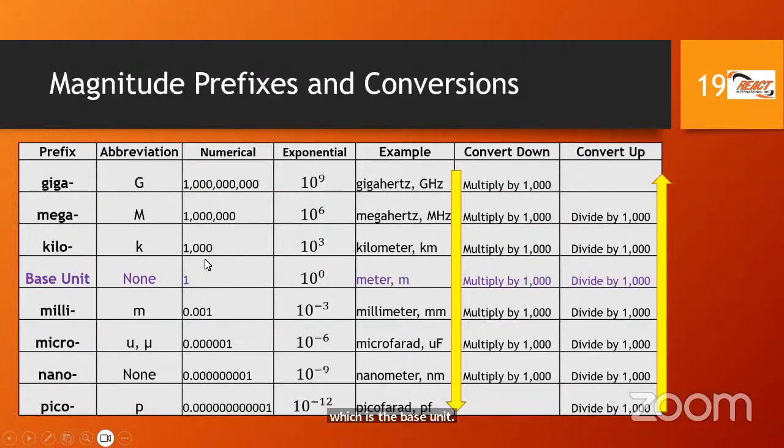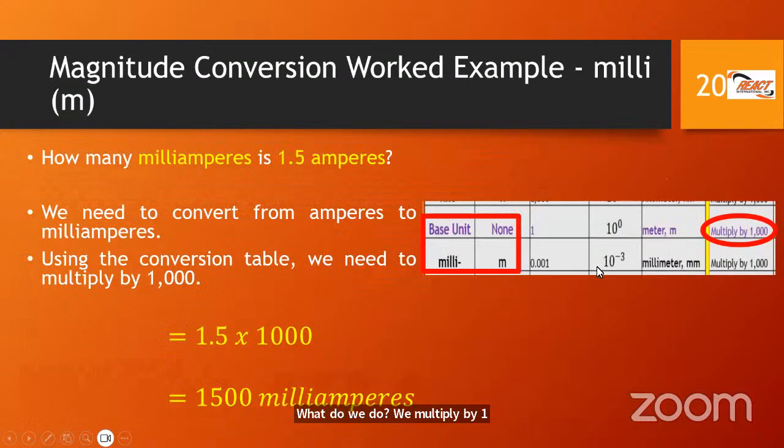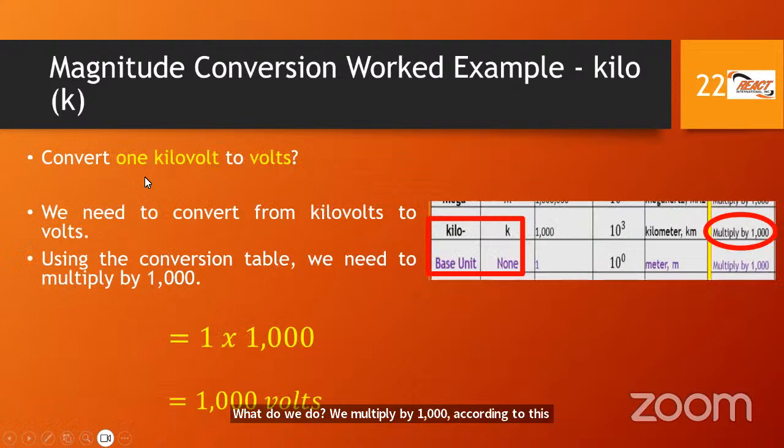When we go down, what do we do? We multiply by 1,000 according to this table. Is that what we need to do here? Yes, we are converting from kilovolts to volts. So we write down 1 to represent 1 kilovolt, and then we multiply by 1,000 because we are going down in the table. 1 times 1,000 is 1,000 volts. So hopefully we are getting an appreciation for the idea of converting from one unit to another magnitude.